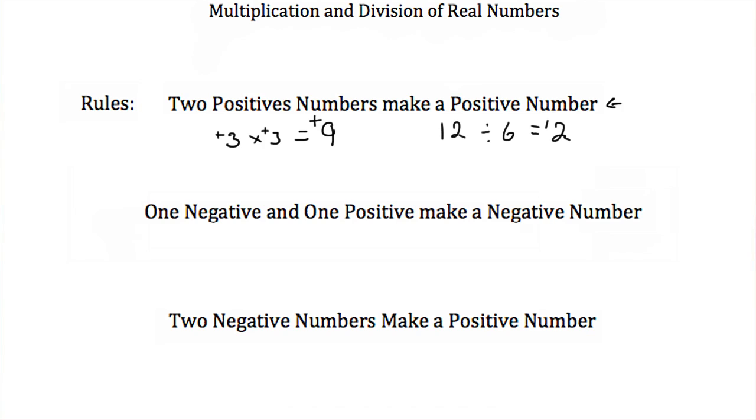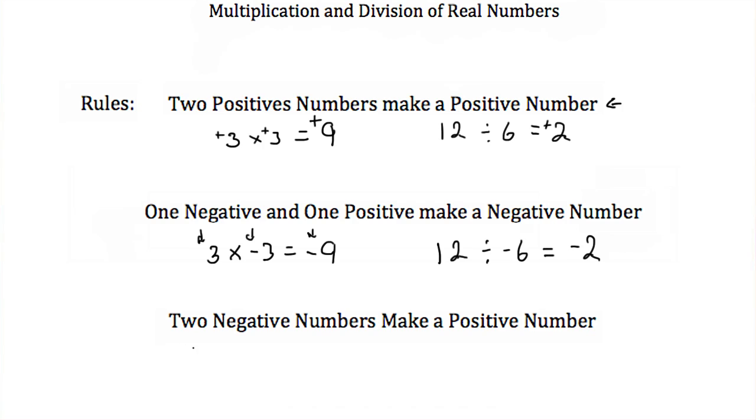The second rule is that if you have one negative and one positive, you end up with a negative number. So if we had a positive 3 and we multiplied it by negative 3, we would end up with a negative 9. Again, one negative and one positive equals a negative. Same thing with division. If we had a positive 12 and we divided it by a negative 6, we would end up with a negative 2.